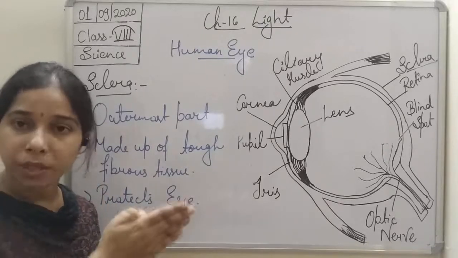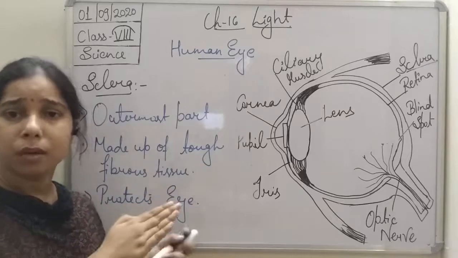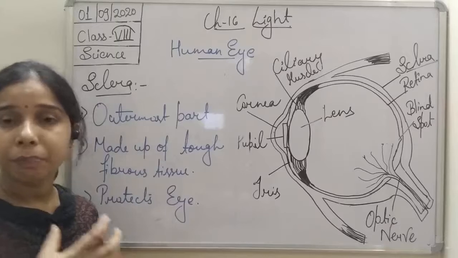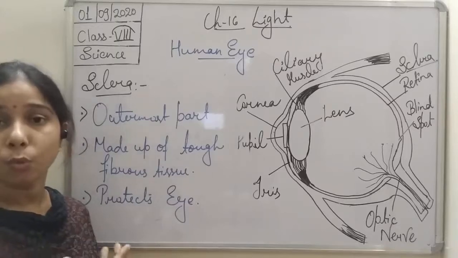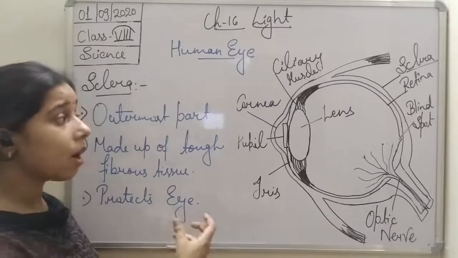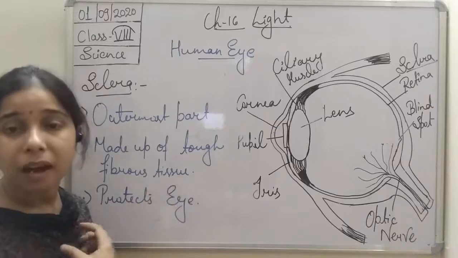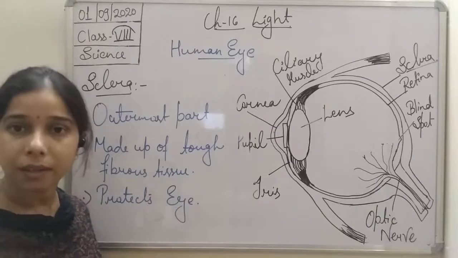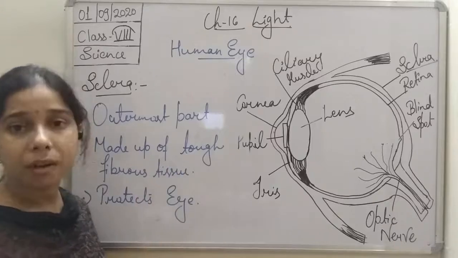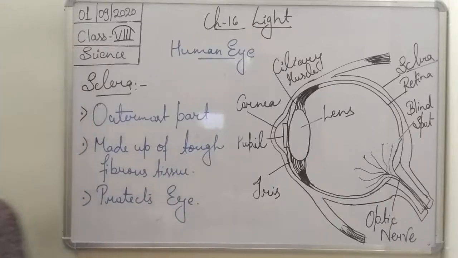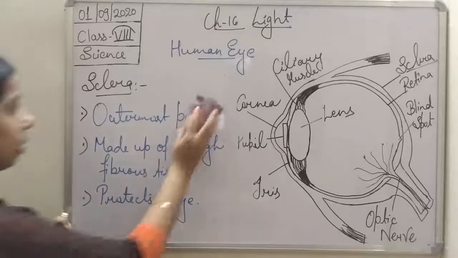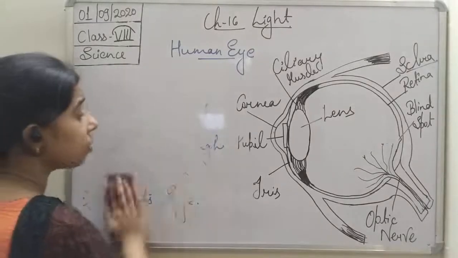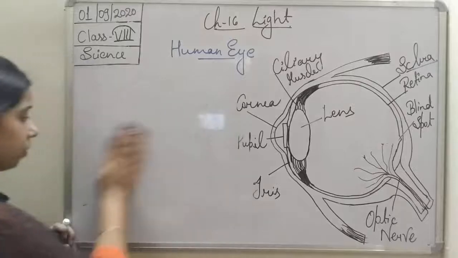So you can understand it is like a window. When you close the window, what will happen? No light can enter the room. Likewise, it is the window of our body, which allows the light to enter into the eye. So this is the window of the eye. So we can write about the cornea. The first thing, it is a transparent part which bulges out.